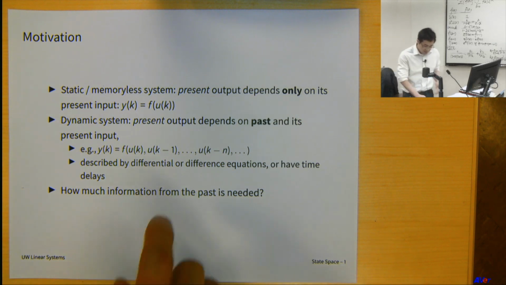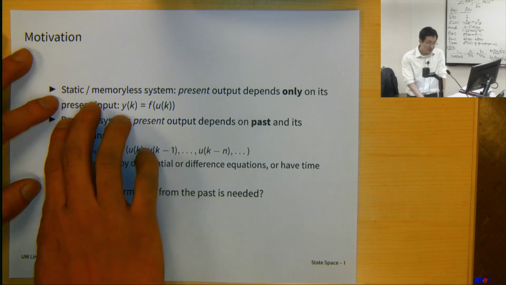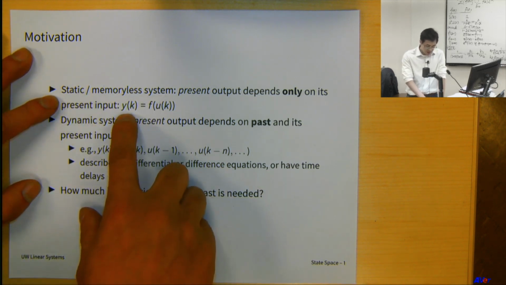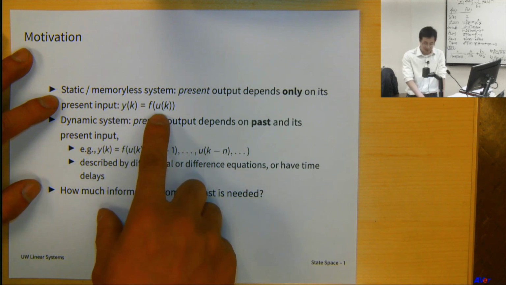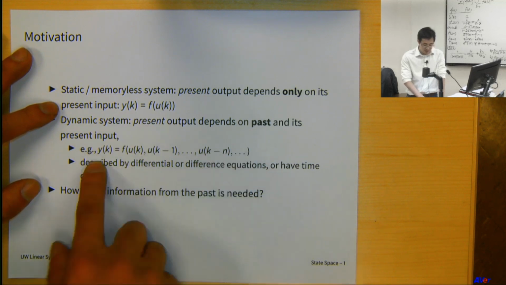So in what we discussed about static systems, dynamic systems. We said static systems, the current input is simple enough. It's only going to impact the current output. So yk is only impacted by uk at time k. And for dynamic systems, yk is dependent upon the past.